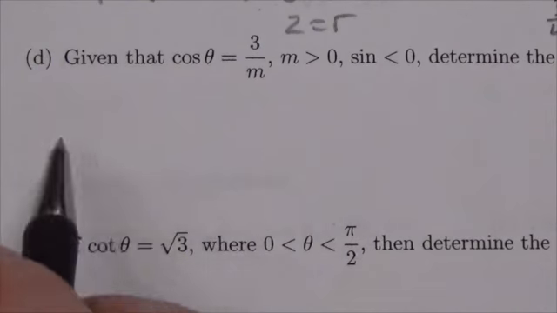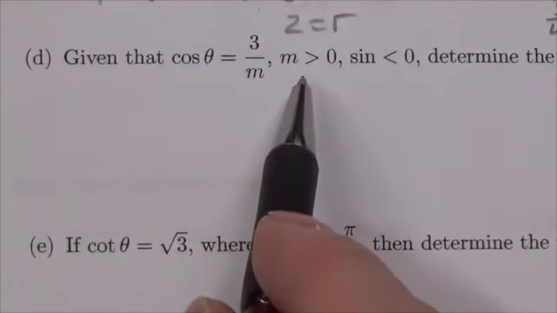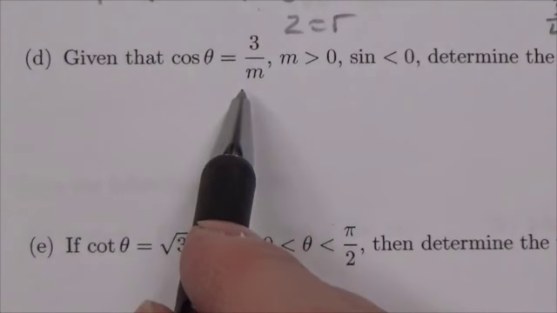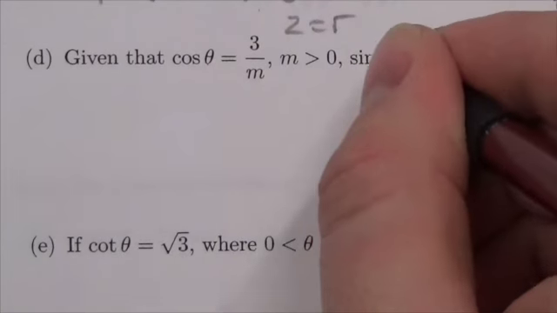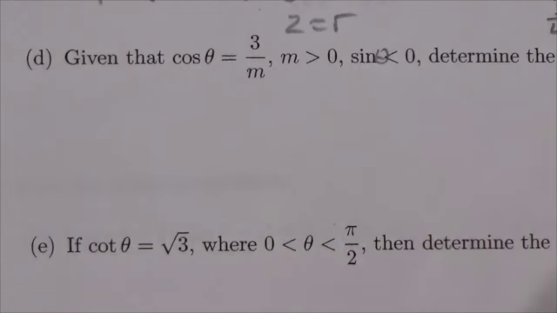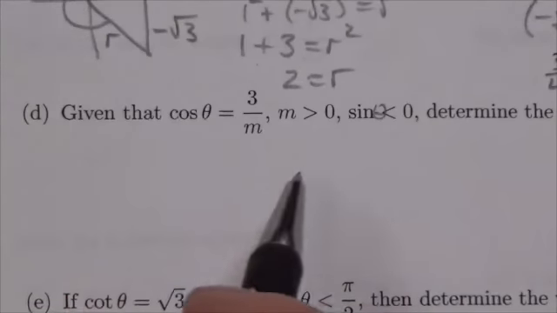Hi everyone. So this question says that given that the cosine of theta is 3 over m, where m is positive, and that's significant, I needed to know that, and sine of theta is less than 0, determine the exact value of tangent. Okay, well, let's talk about this.